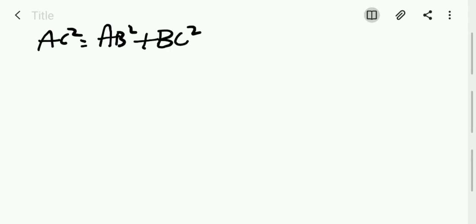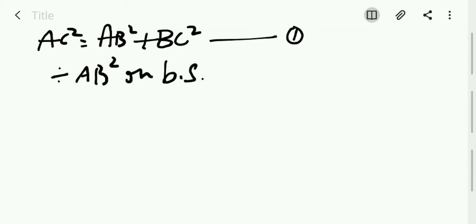Simple. By this time I think these things look very simple. Now do you remember the first equation? AC square is equal to AB square plus BC square. This was our equation 1. Now, instead of dividing by AC square, let's consider AB square. Now divide by AB square on both sides.